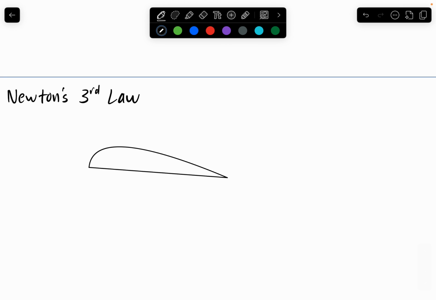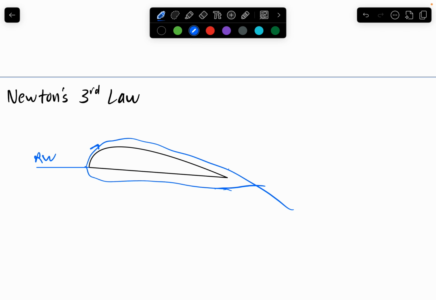Newton's third law. Newton's third law states that for every action, there's an equal and opposite reaction. All right, so we have our wing, all right, we have relative wind. Now, like I said, right, that airflow travels up and down, right?